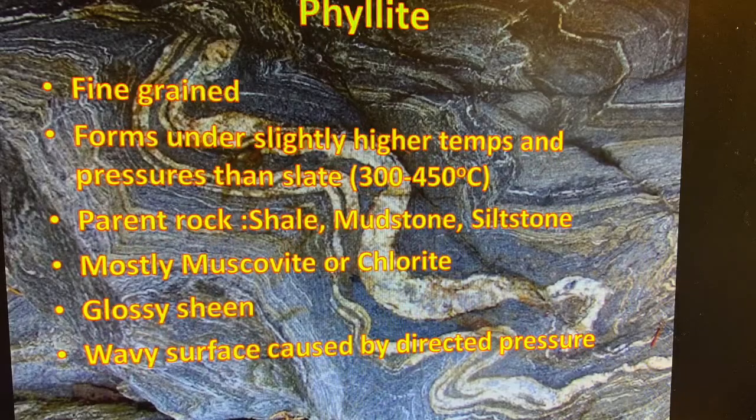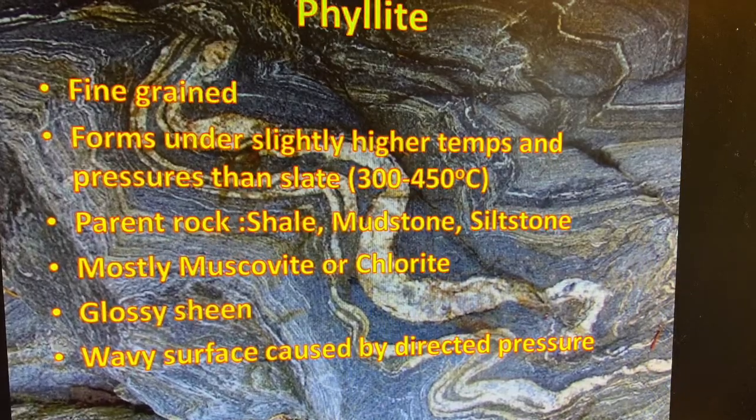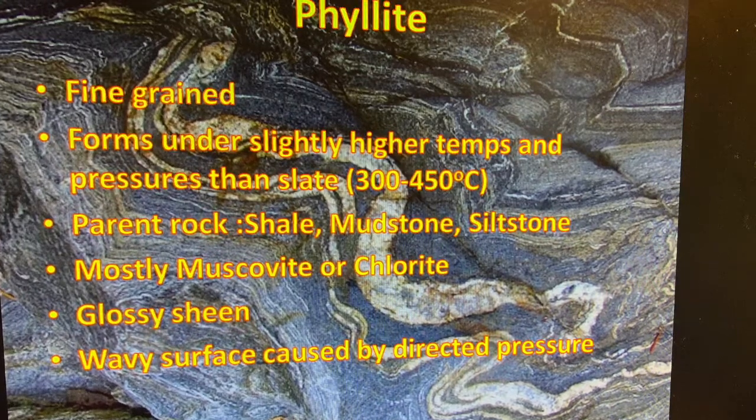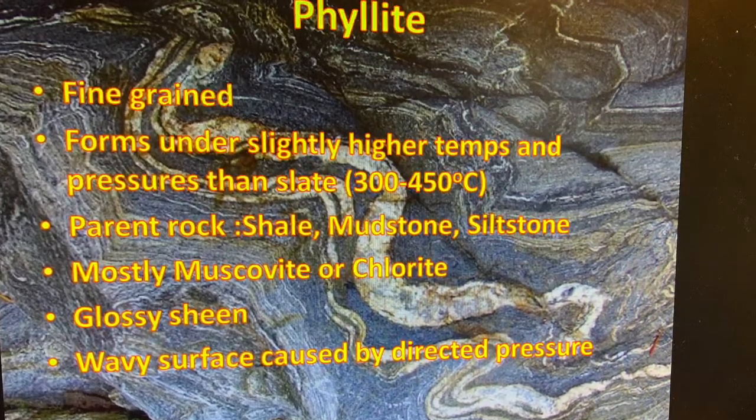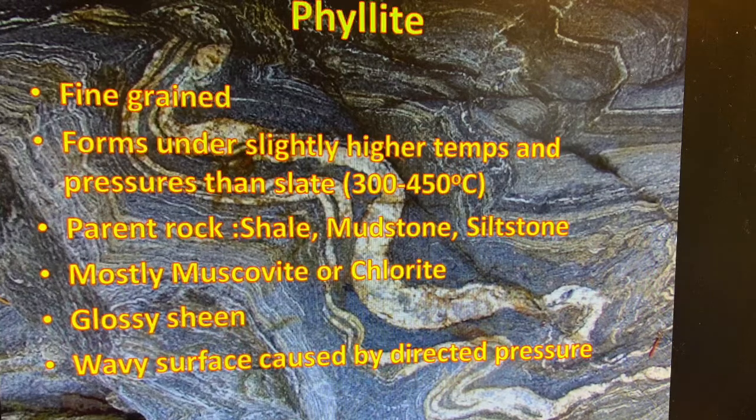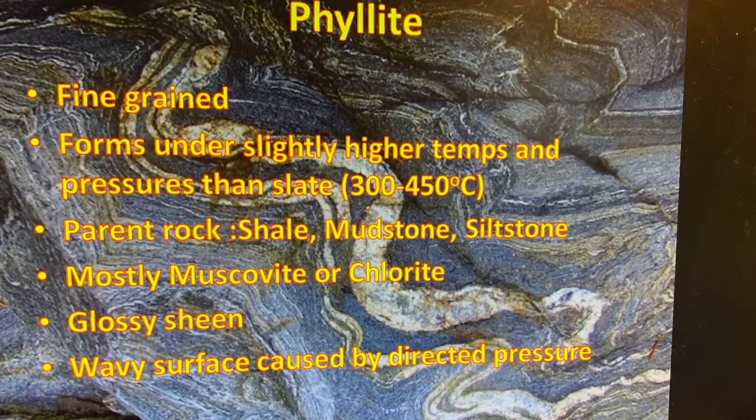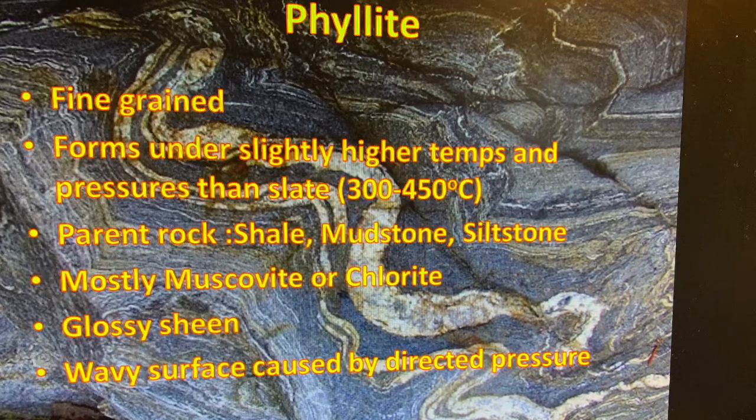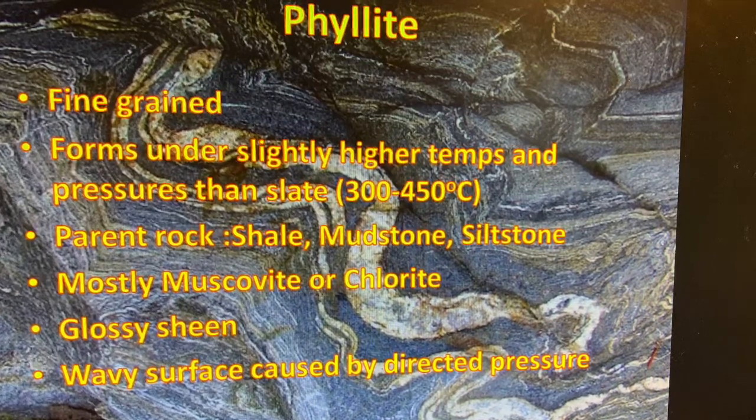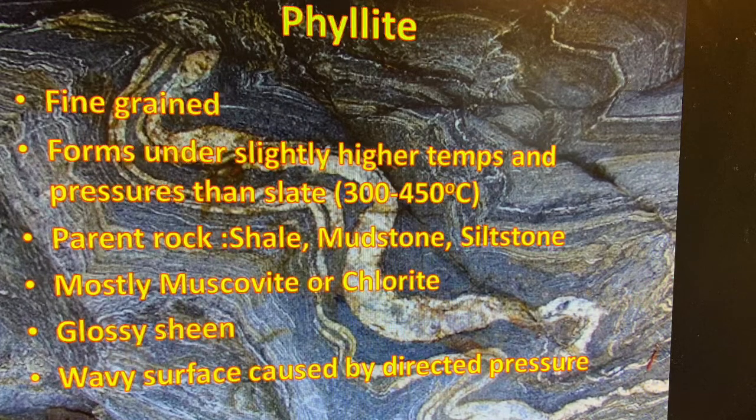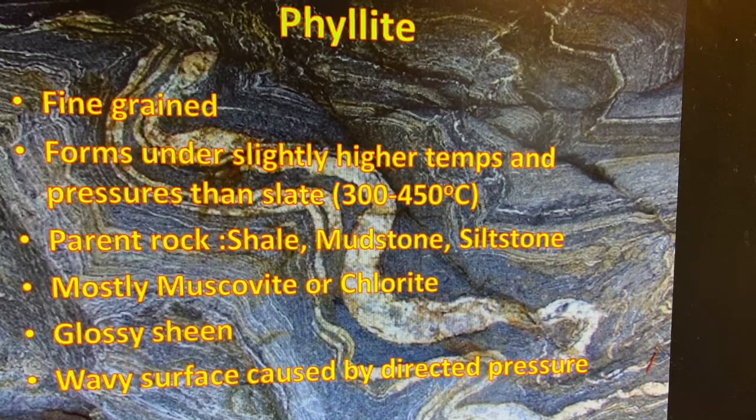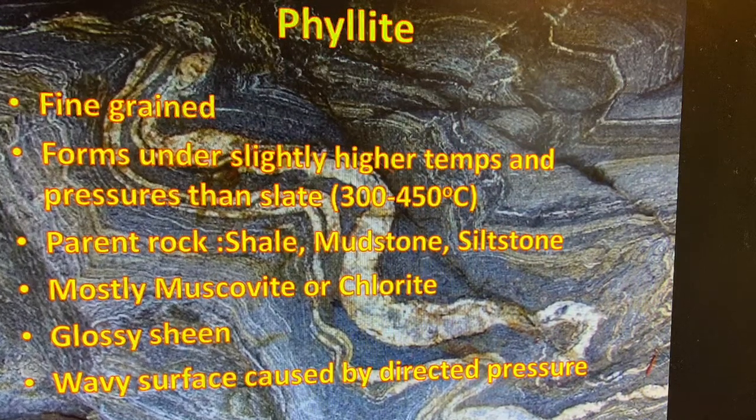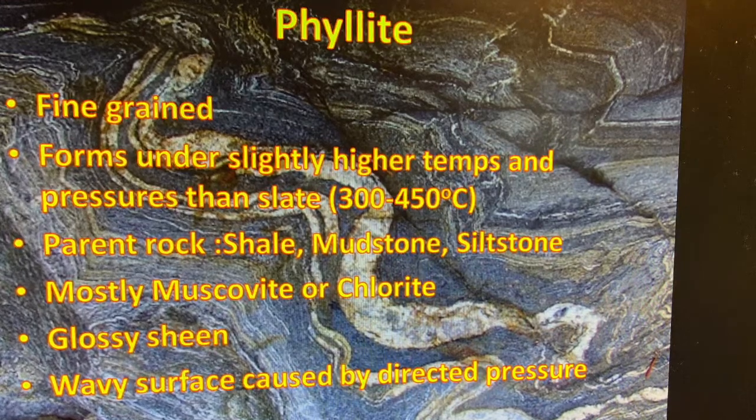So the second rock that we're going to talk about on the metamorphic chart is phyllite. Phyllite is still fine grained, but the crystals are a little bit bigger. It forms under slightly higher temperatures and pressures than slate. Okay, the parent rocks are roughly the same: shale, mudstone, and siltstone. It's got a lot of muscovite and a lot of chlorite, which are the minerals that are inside of it. And one of the things that happens is it tends to get much more of a sheen, a glossy, almost aluminum foilish kind of color in it.